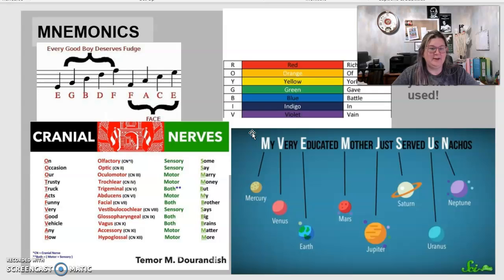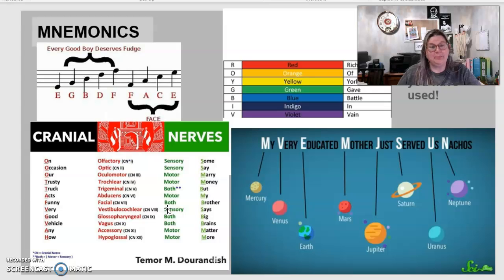We also have, how do you know your planets? My very educated mother just served us nachos: Mercury, Venus, Earth, Mars, Jupiter, Saturn, Uranus, and Neptune. Well, I was also in the medical field for a while, and we had to learn cranial nerves. Now, the cranial nerve mnemonic that I found was, on occasion, trusty truck acts funny, very good vehicle anyhow. I never saw that one in college, but we learned it.